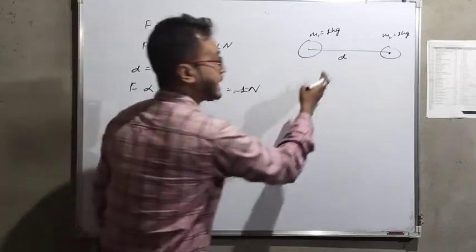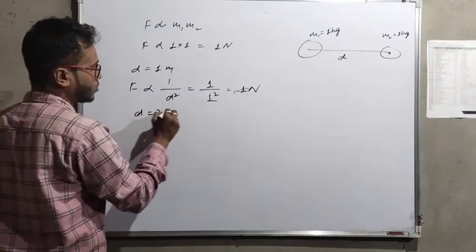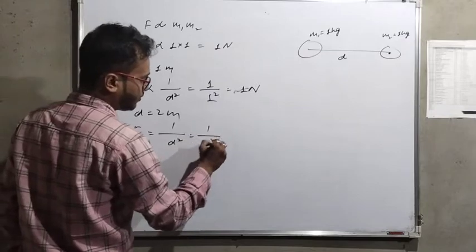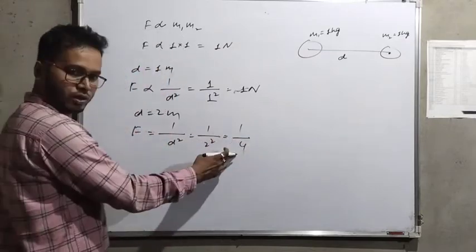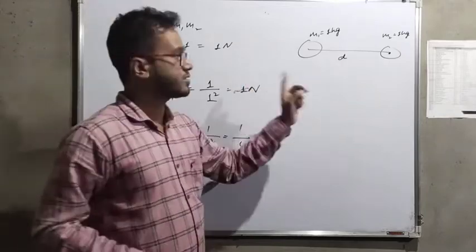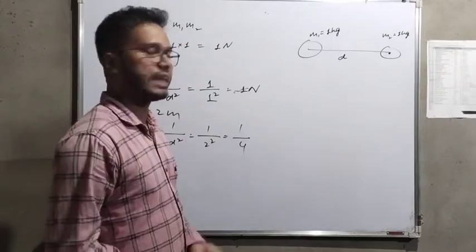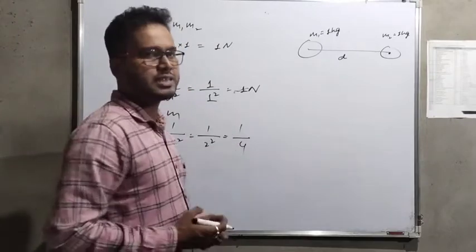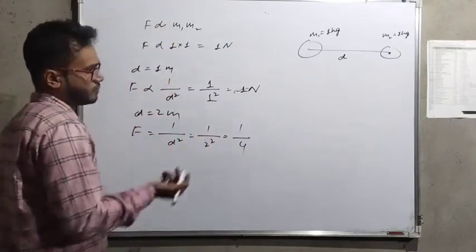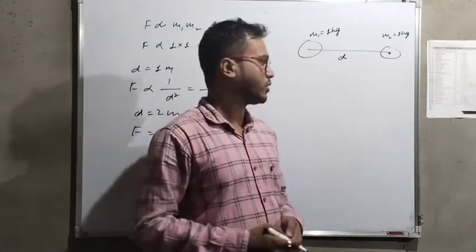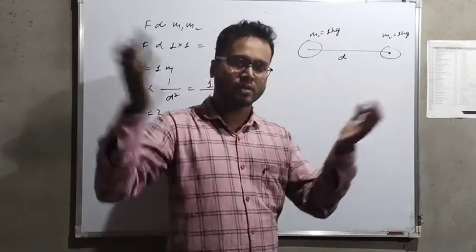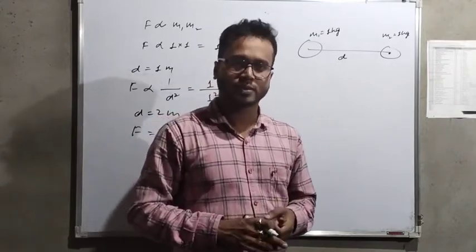If we now increase the distance, say the distance is 2 meters, the force will reduce to one fourth, that is, it will reduce 4 times. If we increase the distance 3 times, then the force will reduce 9 times. So this is the universal law of gravitation and gravity force. Gravity force is for our Earth, and gravitational force is for the masses present in our universe. Okay, thank you.